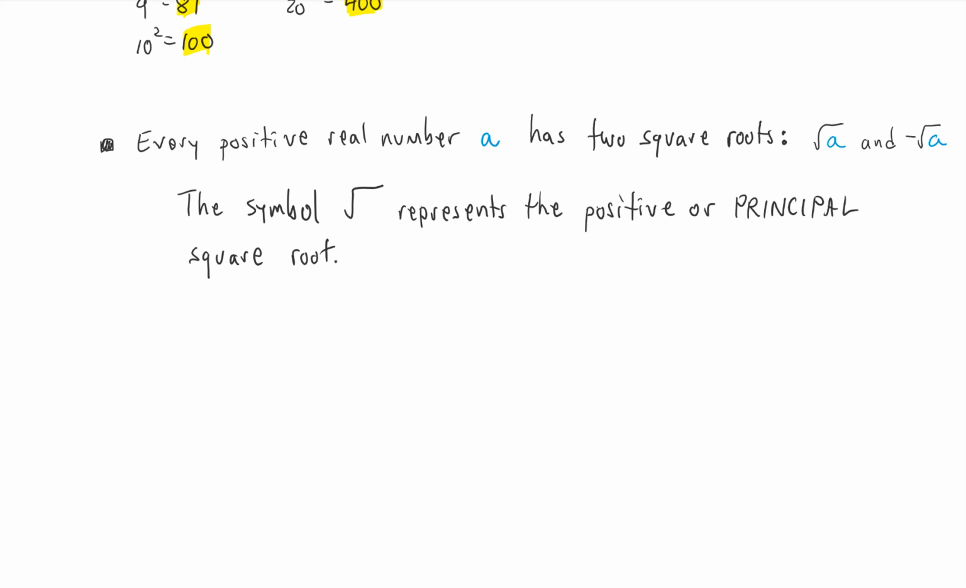So now why is this true? Why does every positive real number a have two square roots? Well, I'm not going to provide a proof, but let me try to convince you. So for example, if I take positive 4 and I square it, I get 16. So this means 4 is a square root of 16.